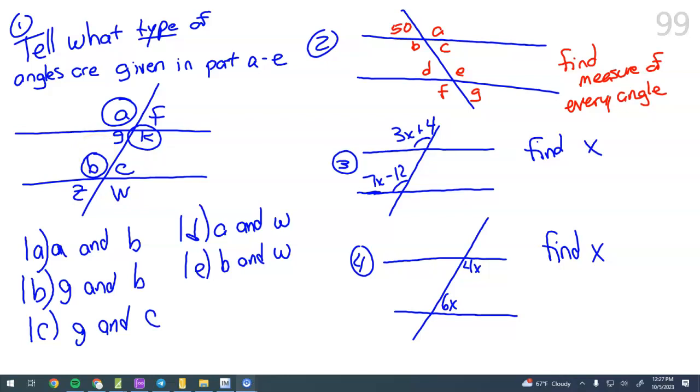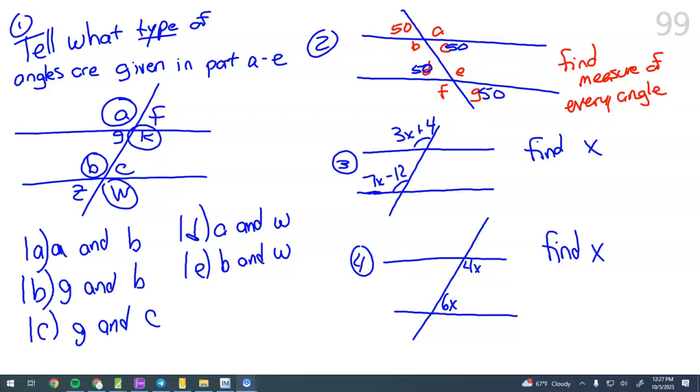What's true about B and W? They're the same. Why? Angles. What's true about A and B? They're the same because they're corresponding. All four of those angles have to be the same number. So when you go to do number two, there's only two numbers that you write down. That's 50. That's 50. That's 50 because those are all the same.